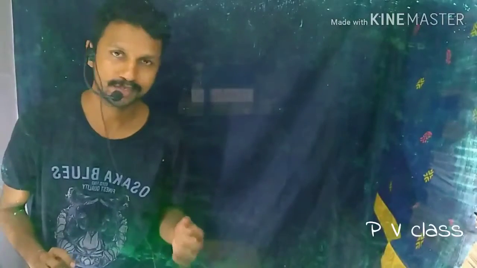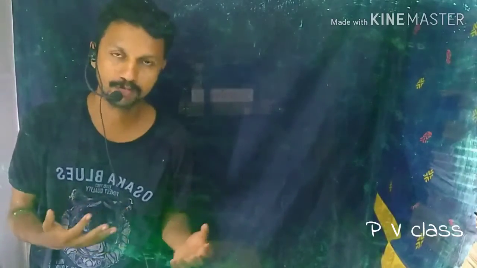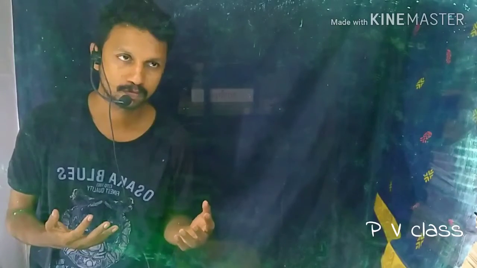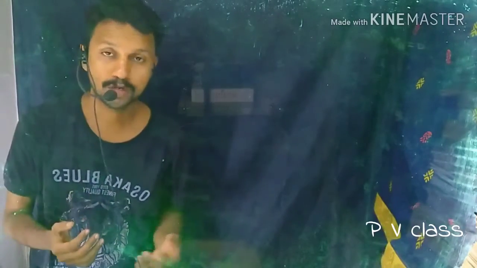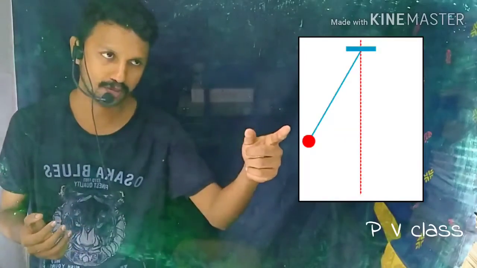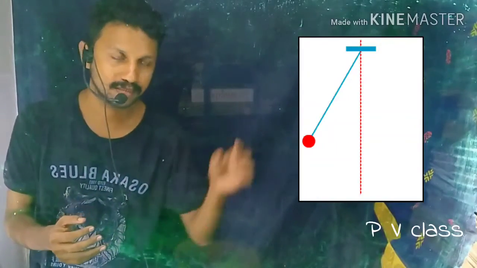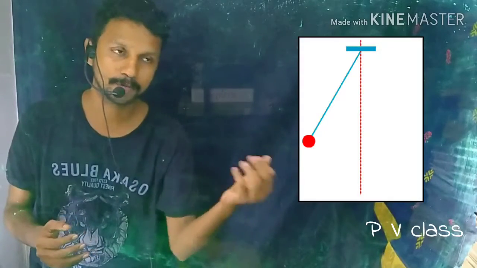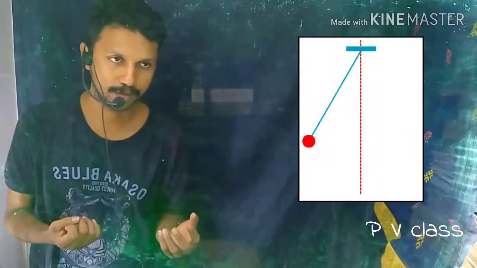Hi friends, in this video we are going to speak about the time period of a simple pendulum. And before speaking about time period of a simple pendulum, what is a simple pendulum? Here we can see a simple pendulum, that is a string attached to a mass which is oscillating. It is called a simple pendulum.